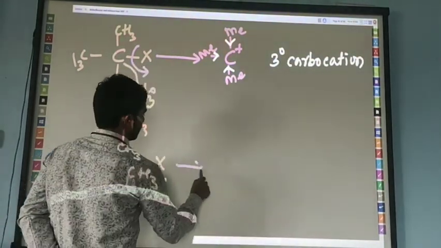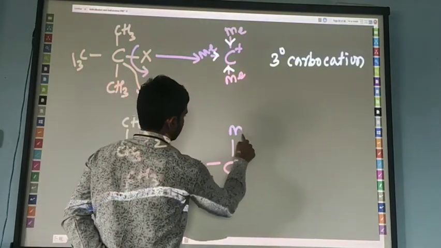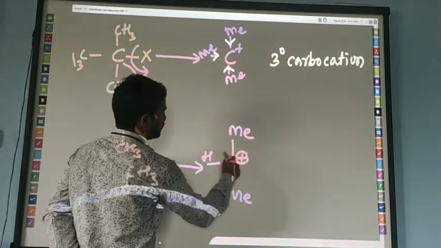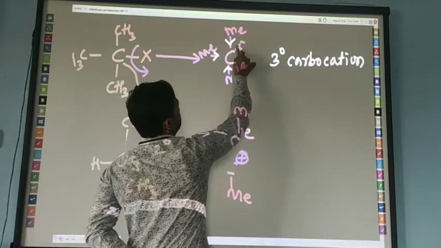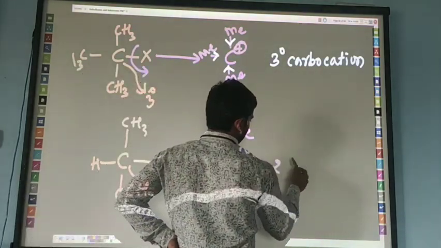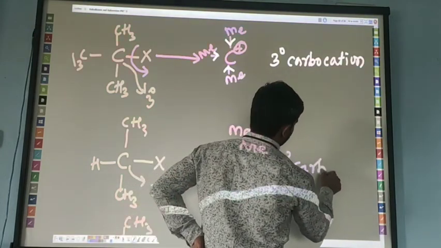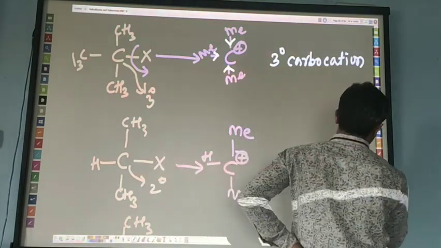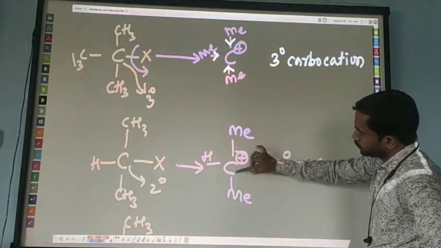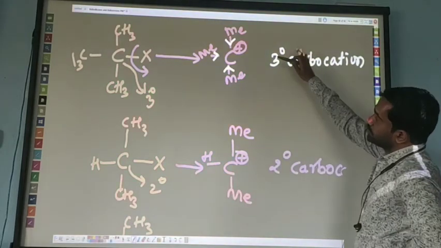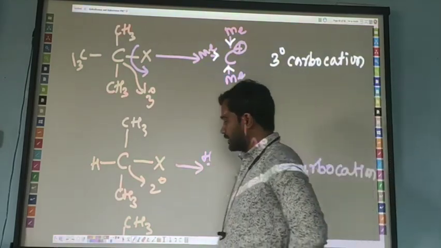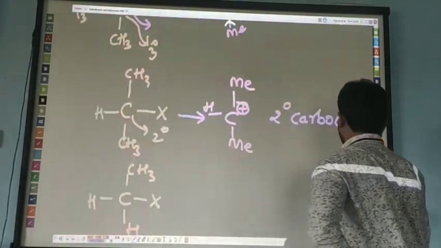Let's see the next one. The secondary carbocation has a methyl, again a methyl, and a hydrogen. Compared to the tertiary one, the secondary carbocation is less reactive. Why? Because of stability: here two methyl groups are supporting the carbocation, but in the tertiary case three methyl groups were supporting it.